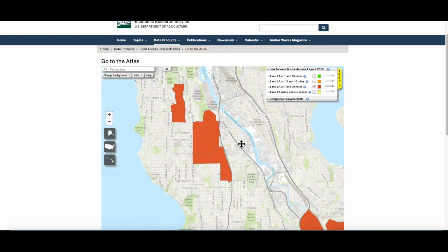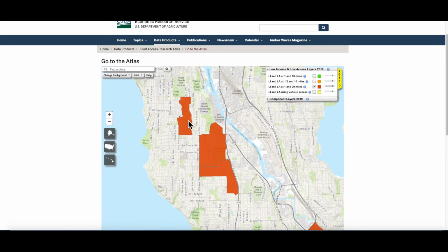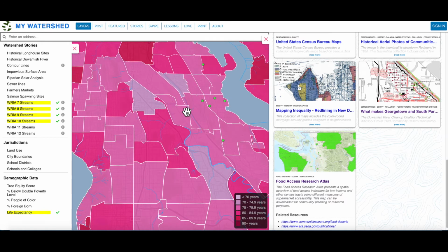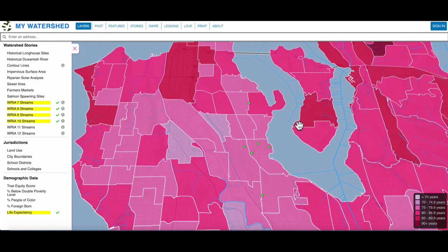Okay, so it looks like that area around South Park and part of West Seattle does have a lot of people who don't have direct access to supermarkets in a convenient way. So that makes a lot of sense. And it's something that also makes me think about what other environmental health factors could be playing a role in how people get the resources that they need to live long lives.